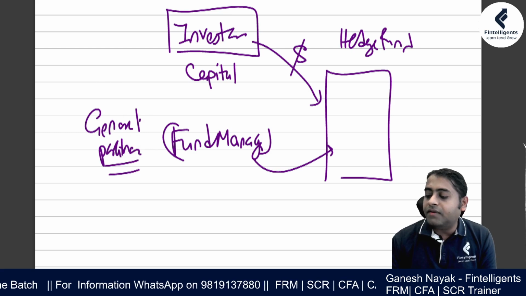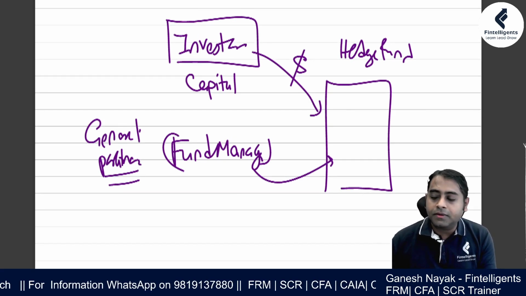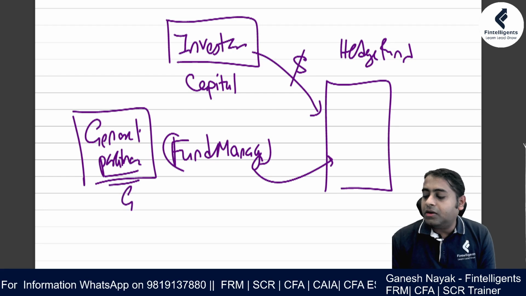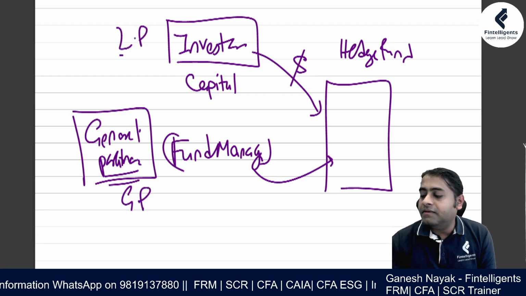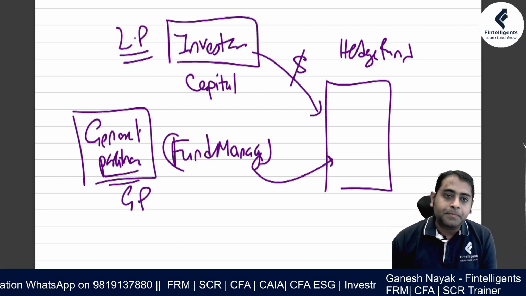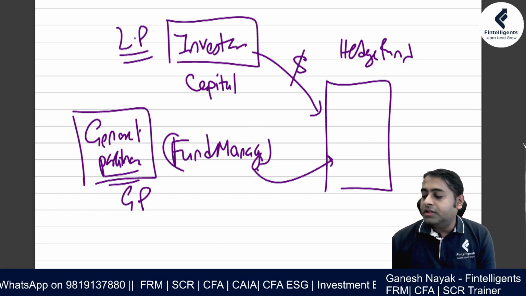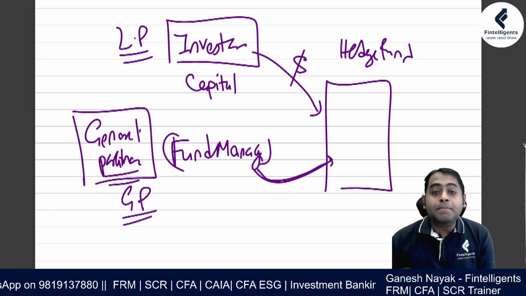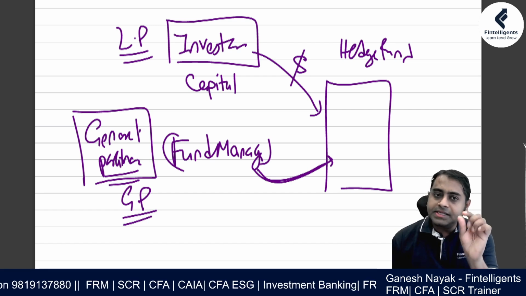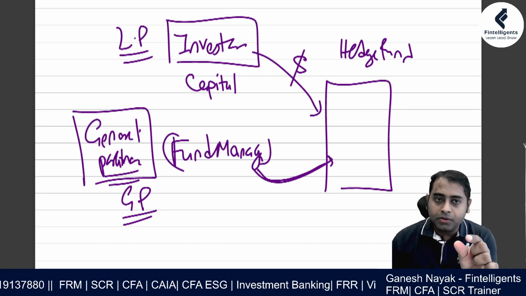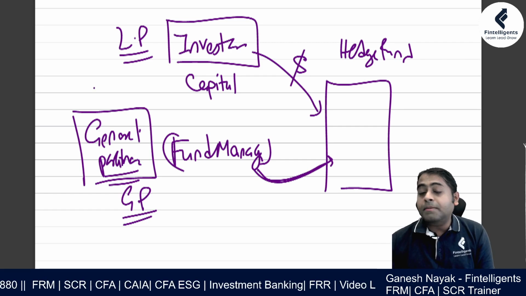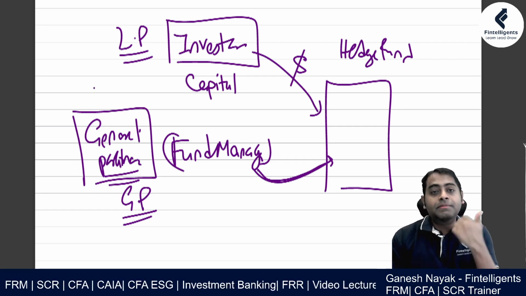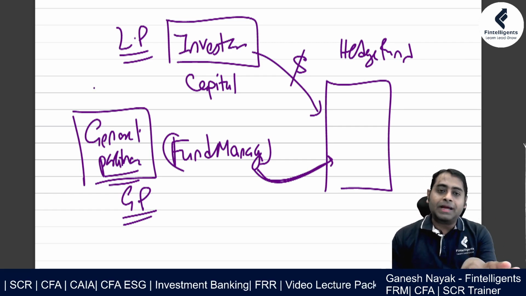Now there can be one fund manager, there can be multiple fund managers. Okay, they are called general partner, also GP. The investors are called limited partner, LP. Now the fund manager or the GP will manage the fund. In some cases, they might also contribute a certain small amount. But they will manage the fund, and LP will only make an investment. They will only provide capital.